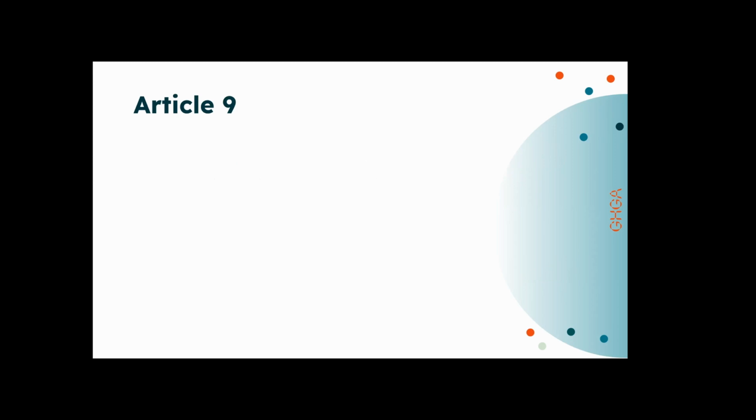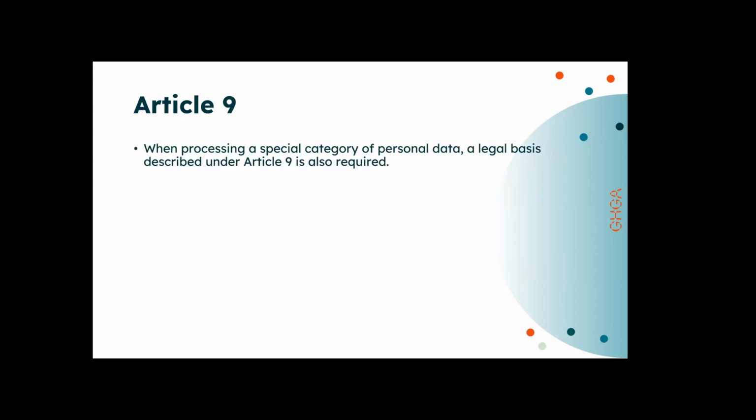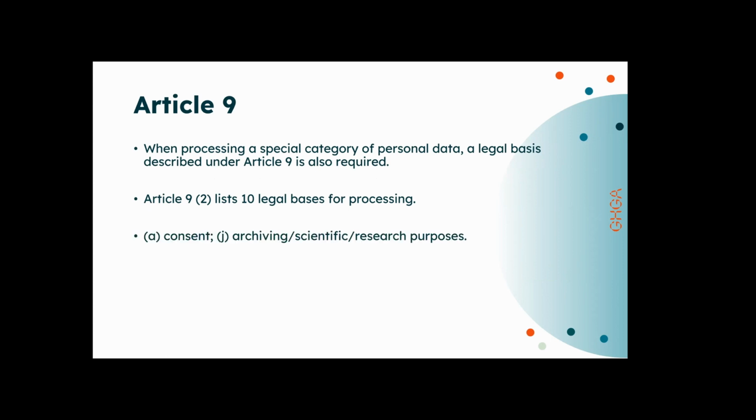Okay, so Article 9. When we're processing special categories of personal data, some of the categories we saw earlier, you also need a legal basis under Article 9. So you can't just rely on your Article 6 legal basis. There are 10 legal bases described in Article 9 that you could potentially use. Some are more relevant than others, and some would be slightly niche use cases. Perhaps the main ones relevant for research, depending on what you're doing, would be 9.2(a) and 9.2(j).